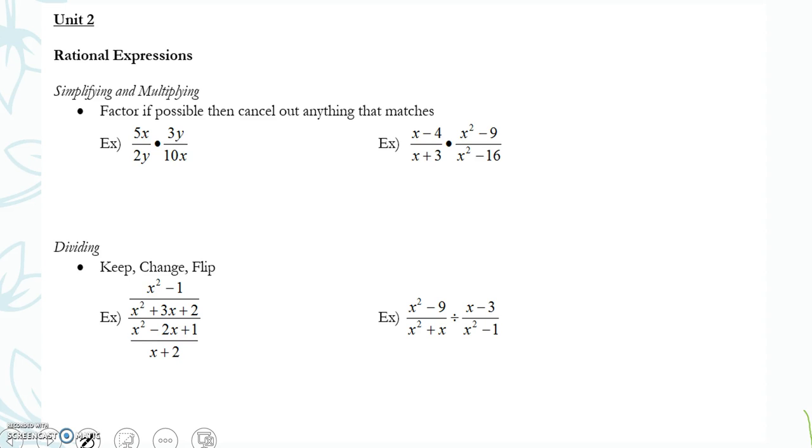So now we are going to review rational expressions. The first topic is simplifying and multiplying. It says to factor if possible, then cancel out anything that matches.